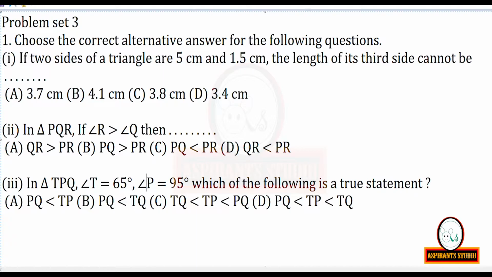Now problem set 3, first one, choose the correct alternative answer for the following questions. If two sides of a triangle are 5 cm and 1.5 cm, the length of its third side cannot be what is asked. So the sum of any two sides of the triangle should not be greater than the third side.